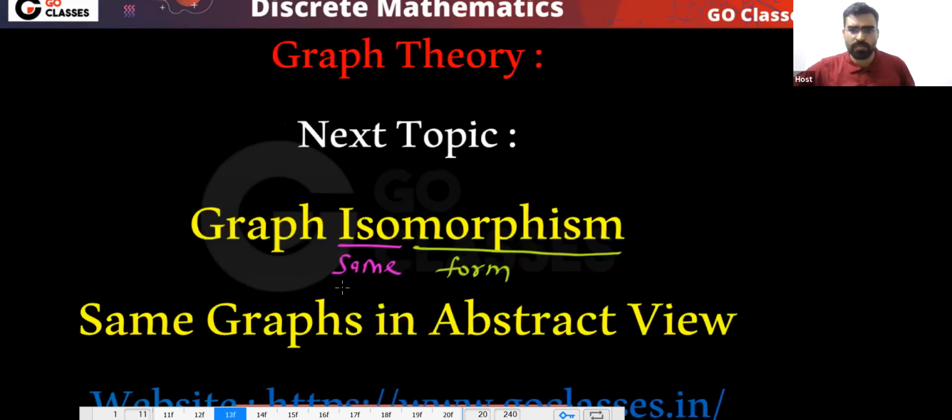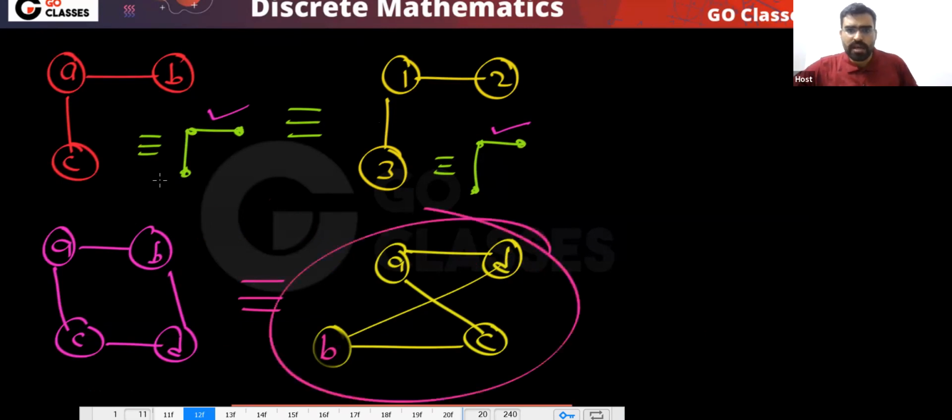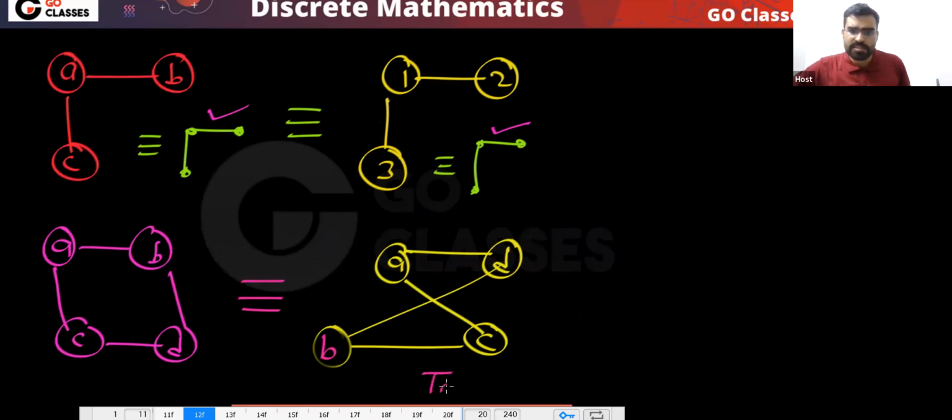So they have the same form. Same graph in abstract view, or I can say they have the same form. Very simple. Is this clear? Labels do not matter. Basically, these graphs have the same form. Yes or no? This is just a twisted version of this graph. This is your G, this is twisted G. So basically both are the same.